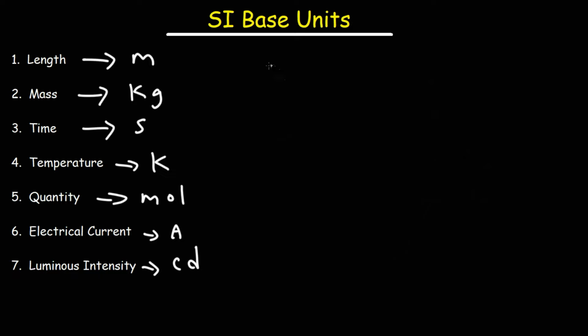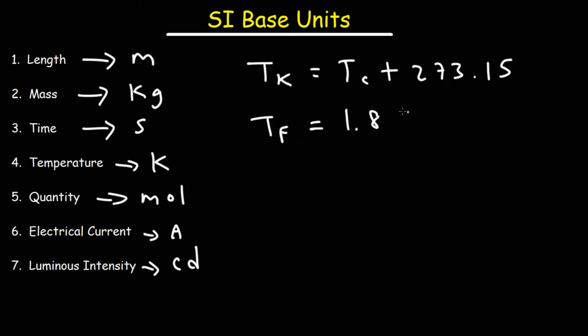Now let's move on to temperature. If you want to convert from Celsius to Kelvin, you could use this formula. The Kelvin temperature is the Celsius temperature plus 273.15. And if you want to get the Fahrenheit temperature from Celsius, you could use this equation. It's 1.8 times the Celsius temperature plus 32.